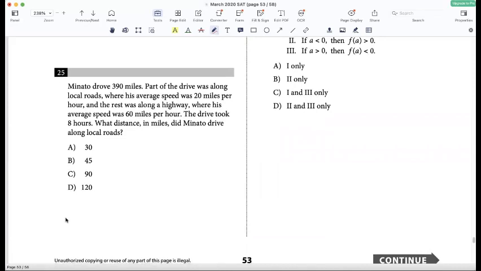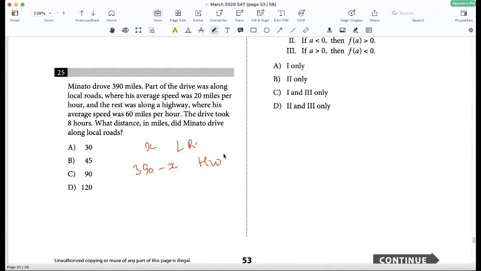Minato drove 390 miles. Part of the drive was along local roads where his average speed was 20 miles per hour, and the rest was along a highway where his average speed was 60 miles per hour. The drive took 8 hours. What distance did Minato drive along local roads? Okay, so let's say that he drove a distance of x along local roads. So he drove 390 minus x along the highway, right?